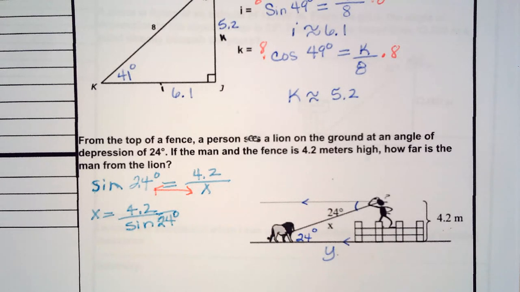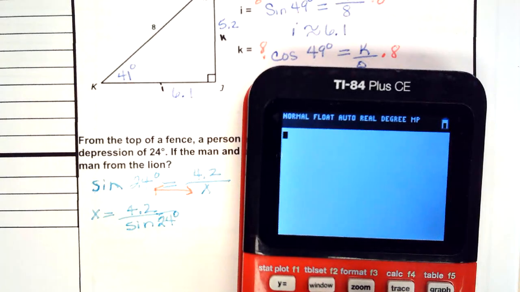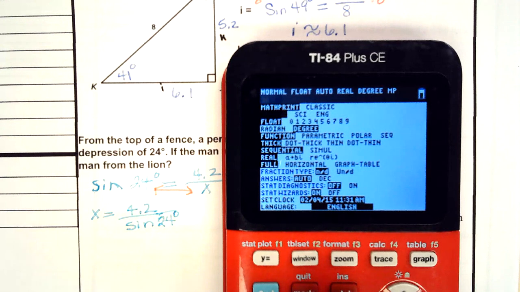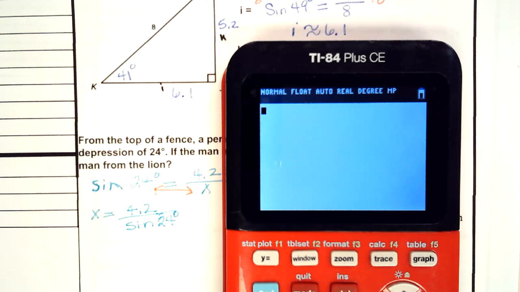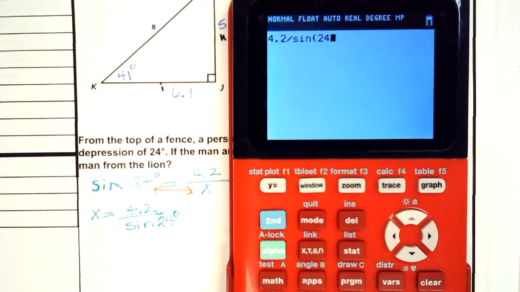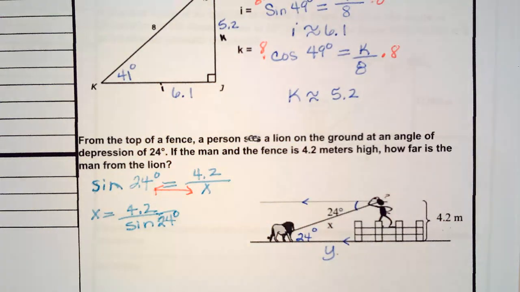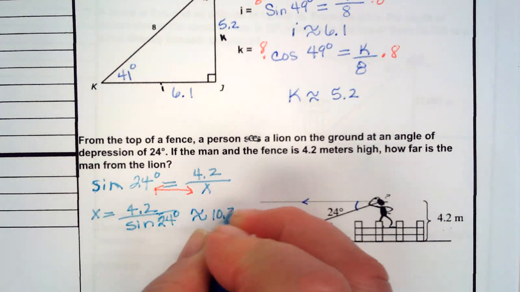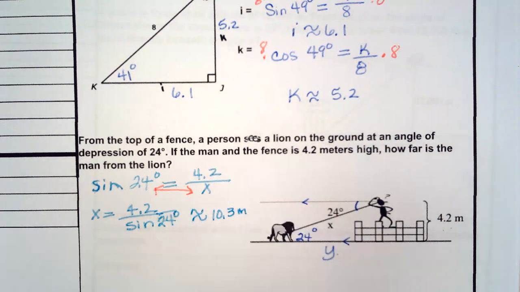One thing you always want to do is to make sure you're in the correct mode. I did not do that. We are in degree mode, so we are good to go. 4.2 divided by the sine of 24, and I get approximately 10.3. And that would be meters.